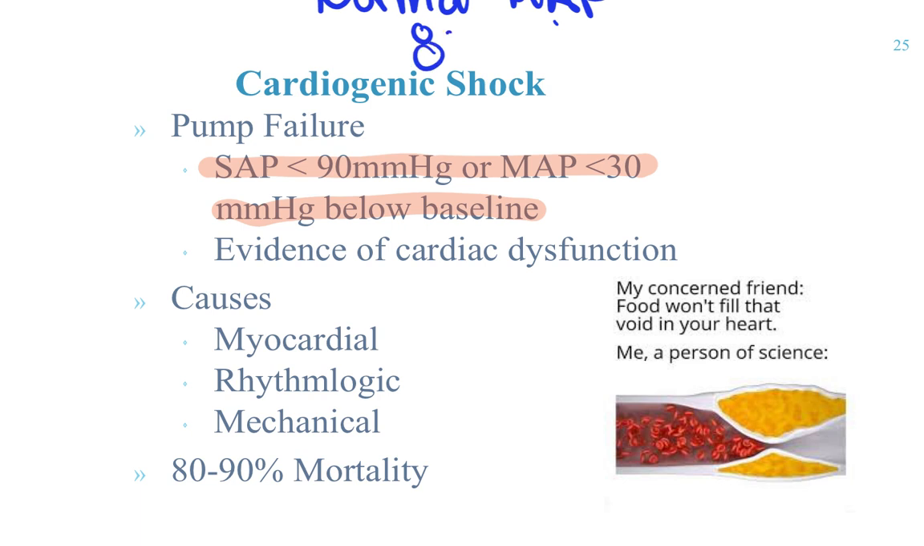So normal MAP is 80 to 100. A MAP less than 60, we stop perfusing our organs.